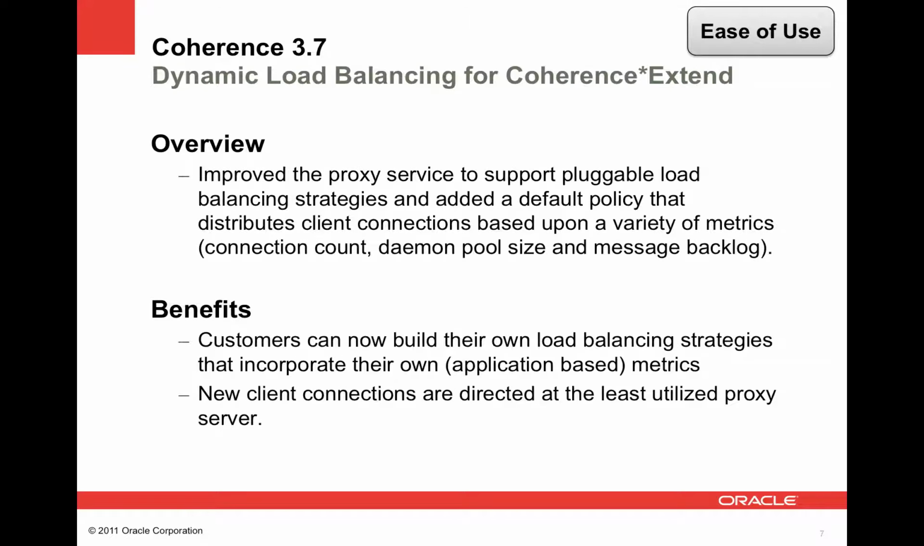Next, we have dynamic load balancing for CoherenceExtend. Now you can plug in your own load balancing strategy into the proxy service. We've also added a default policy that distributes those client connections based upon a variety of metrics. Taken into account in order are connection count, daemon pool size, and message backlog. Customers can now build their own load balancing strategies, incorporating aspects of the application or metrics from the application. And also, new client connections are redirected to the least utilized proxy, tying back into the WKA for CoherenceExtend feature that I discussed previously.